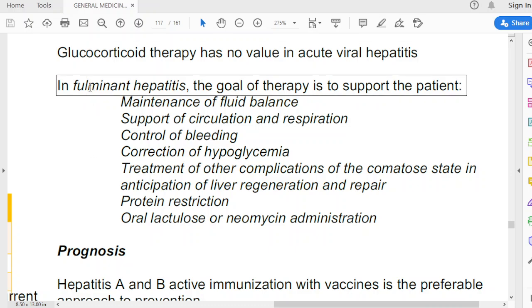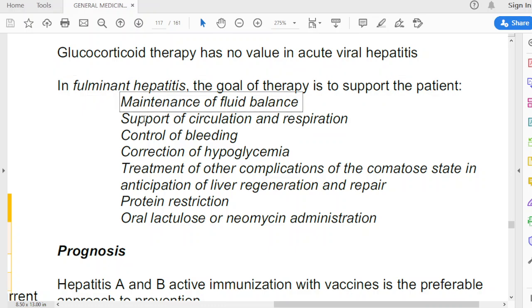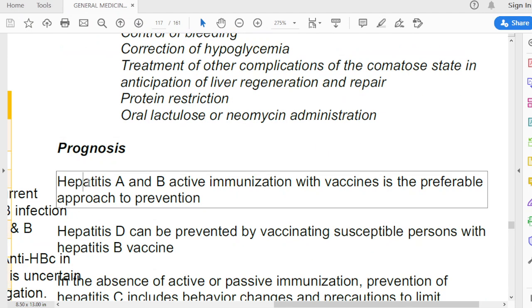In fulminant hepatitis, the goal of therapy is to support the patient: maintenance of fluid balance, support of circulation and respiration, control of bleeding, correction of hypoglycemia, and treatment of other complications of the comatose state in anticipation of liver regeneration and repair, protein restriction, oral lactulose or neomycin administration. Prevention. For hepatitis A and B, active immunization with vaccines is the preferable approach to prevention.